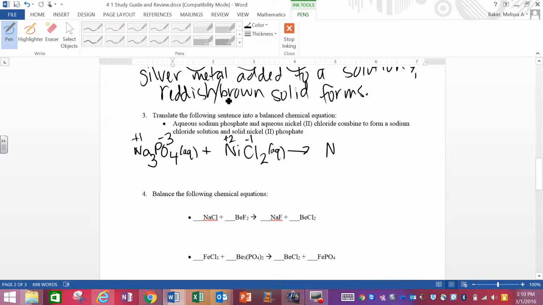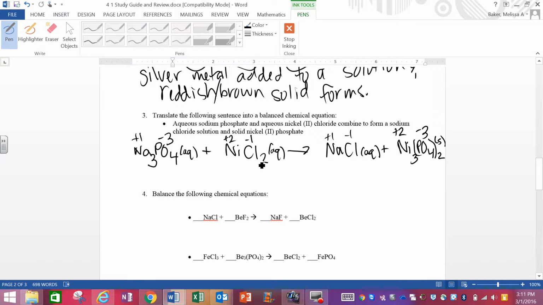Form sodium chloride solution. Sodium +1, chloride is a -1, and solution means aqueous. And nickel 2 phosphate. Nickel's a +2, oh, it says solid, sorry. PO4 is a -3, so this will be Ni3(PO4)2 with a little s for solid after it. Now, this is not balanced.